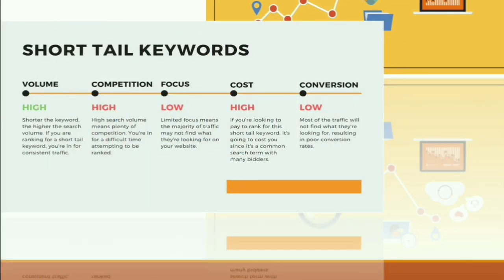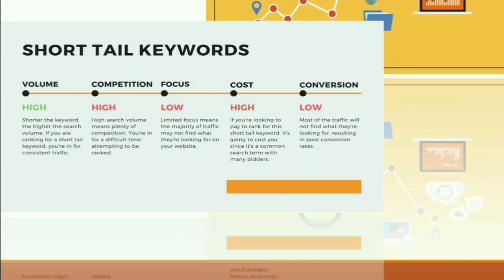So we come to a conclusion that whenever we use a short tail keyword, the website volume we are going to get through the search engine will definitely be high. So the shorter the keyword, the higher the search volume. If you are ranking for a short tail keyword, you are in for consistent traffic.